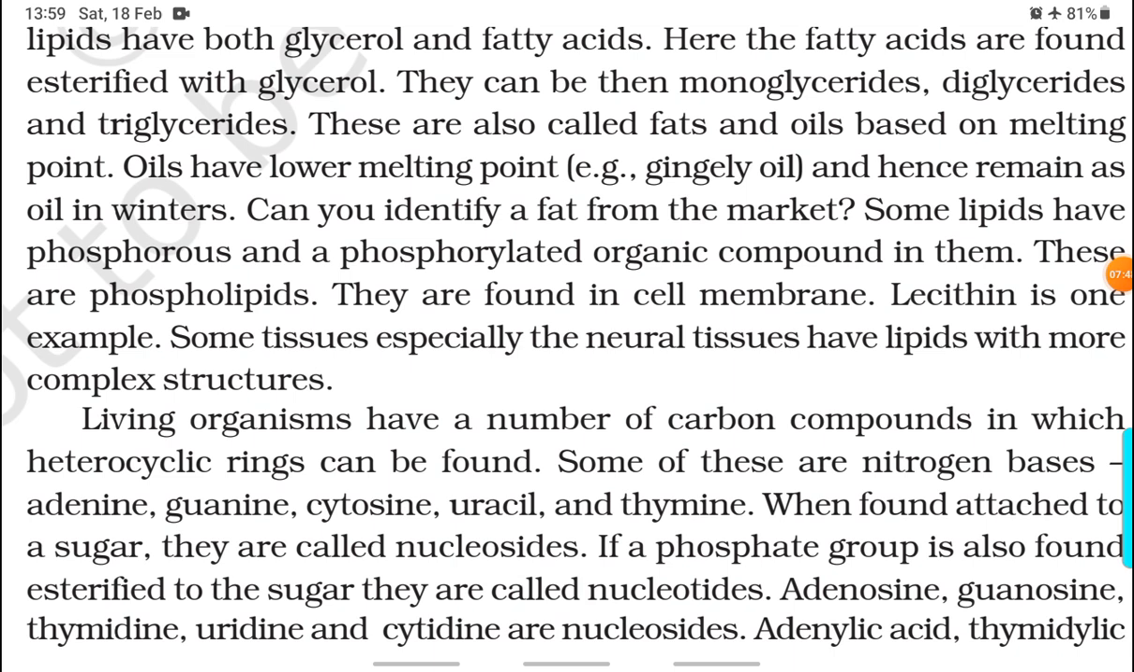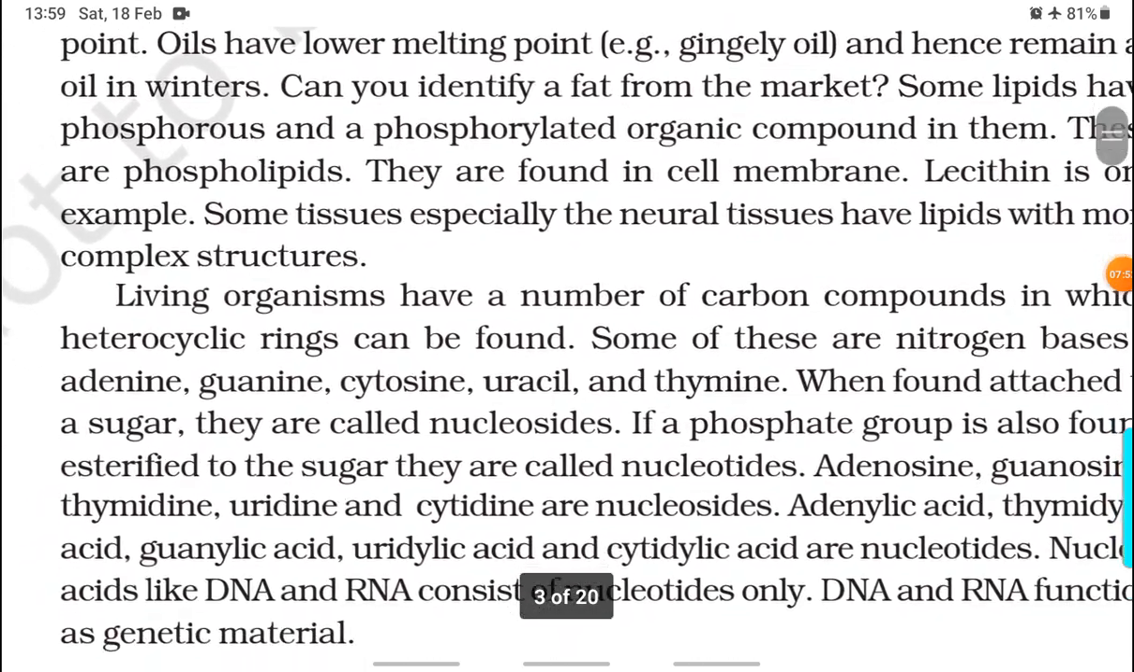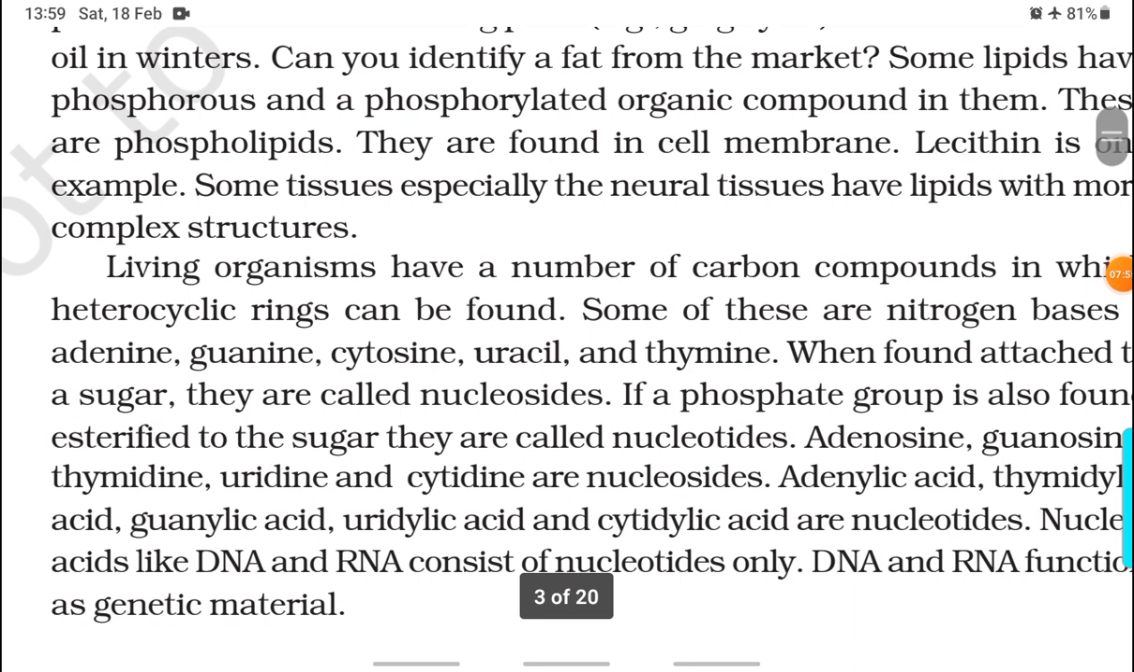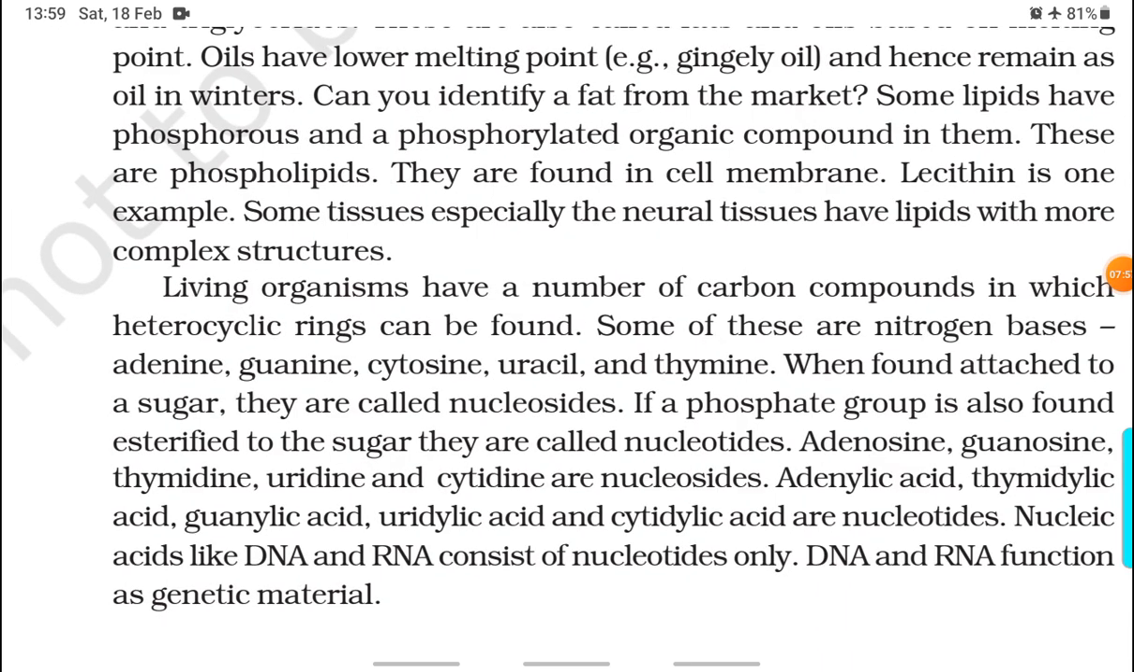Living organisms have a number of carbon compounds in which heterocyclic rings can be found. Some of these are nitrogenous bases: adenine, guanine, cytosine, uracil, and thymine. When found attached to a sugar, they are called nucleosides. If a phosphate group is also found esterified to the sugar, they are called nucleotides. Adenosine, guanosine, thymidine, uridine, and cytidine are nucleosides. Adenylic acid, thymidylic acid, guanylic acid, uridylic acid, and cytidylic acid are nucleotides.